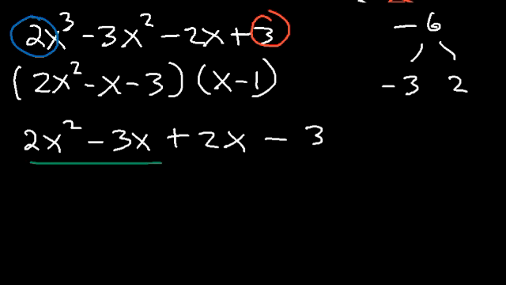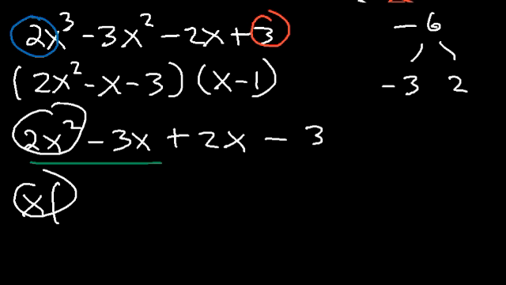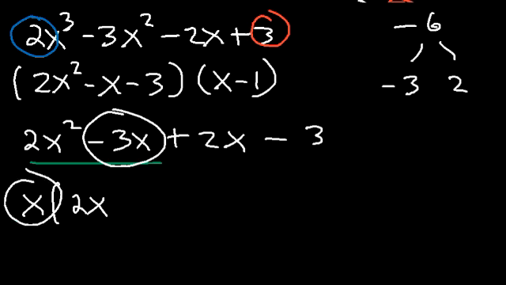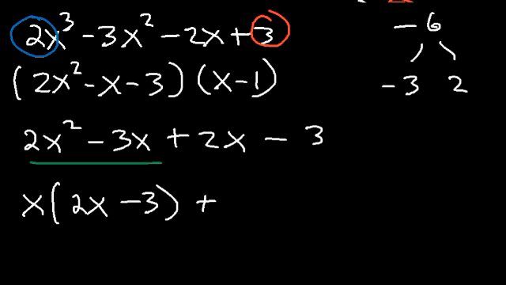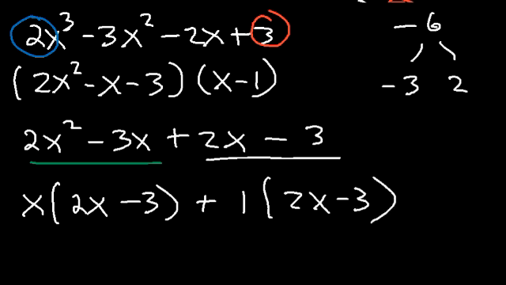So in the first two terms, take out the GCF, which is x. 2x squared divided by x is 2x. Negative 3x divided by x is negative 3. For the last two terms, there is no GCF, so let's take out a 1. And we're just going to have 2x minus 3 on the inside. So now, let's factor out 2x minus 3.